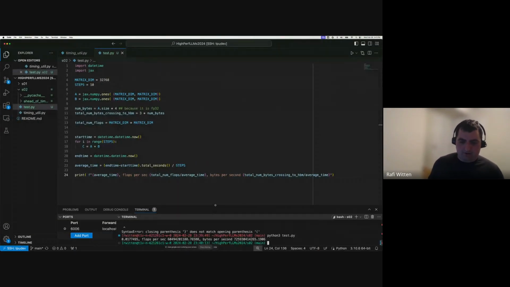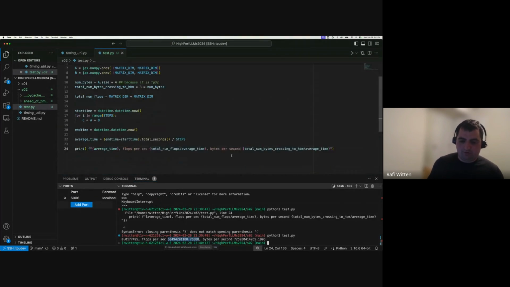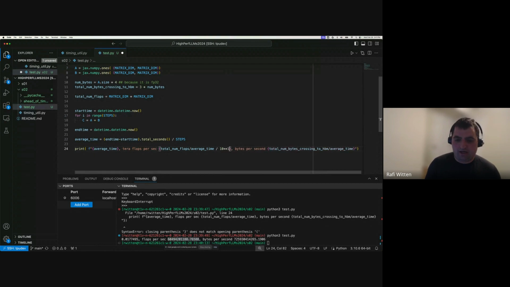So now we have this, and we have it in units that I have to admit I can't read. So why don't we go to the natural unit? So we'll do teraflops per second, and here we can divide by 10 to the 12, and here we can divide by 10 to the 9.